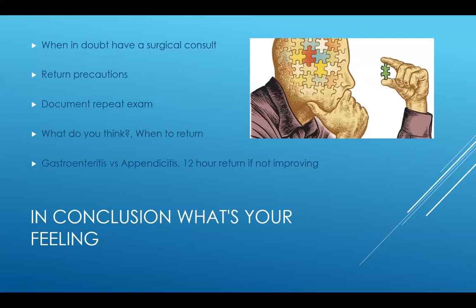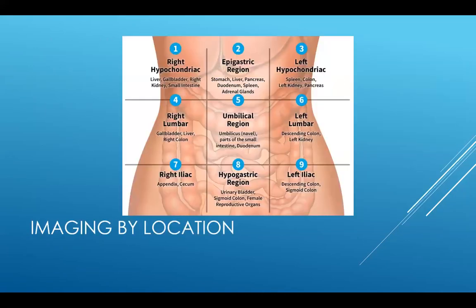All right, so let's get back here. Imaging by location. Let's think about what can happen at each location. We've got the left upper quadrant: the spleen, colon, left kidney, and the pancreas. Any pathology in these areas can elicit discomfort. Generally, this is going to be a CT.